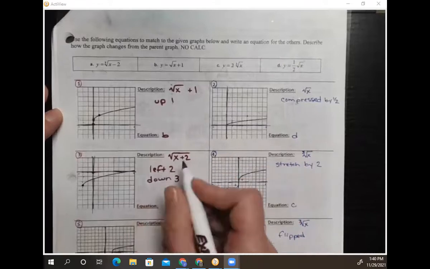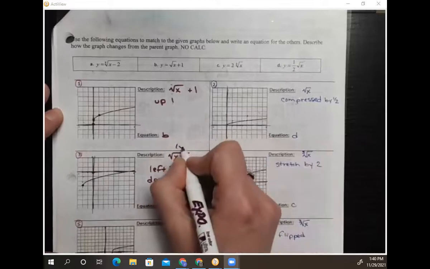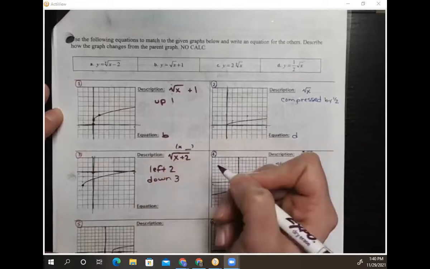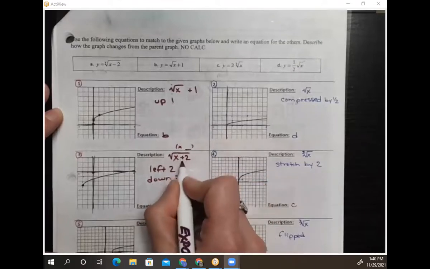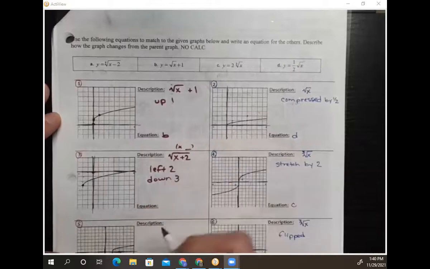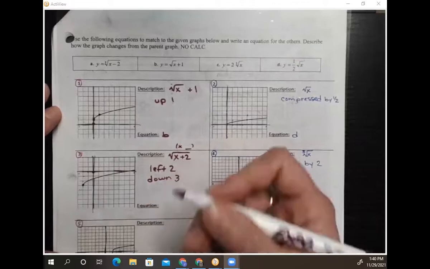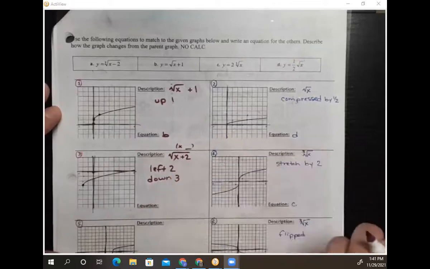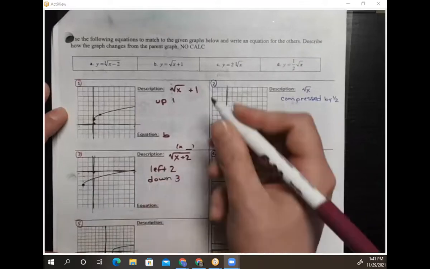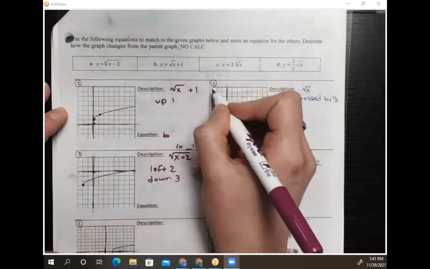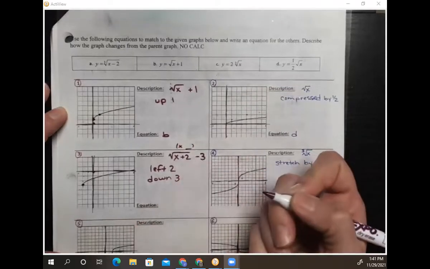Left and right transformations always are grouped in with x. So if it's x in parentheses with something, it would be in parentheses with x. In this case, it's under a root, so it's going to be under the root with x. And then the sign on it is always kind of opposite what I personally would expect. So since we're moving left or back 2, I kind of want this to be a -2, but when it's grouped in with x, it's the opposite sign. I want x plus 2 here to move us left 2, and then to move down 3. When we moved up 1, it was +1 outside of the root. So to move down 3, we're going to do -3 outside of the root.